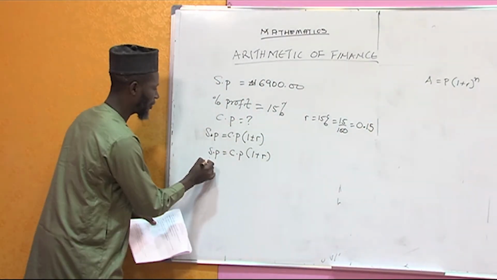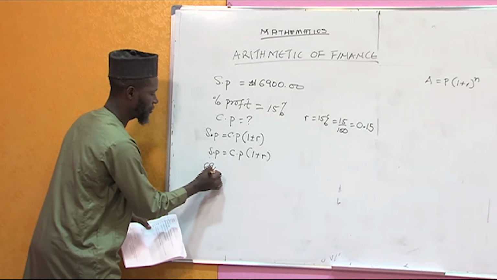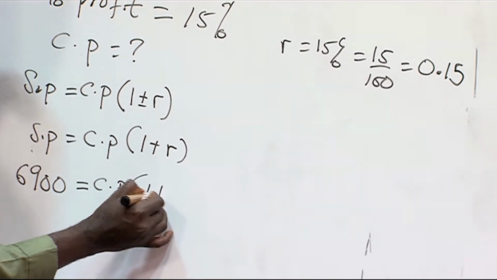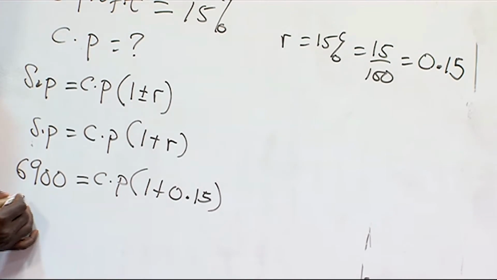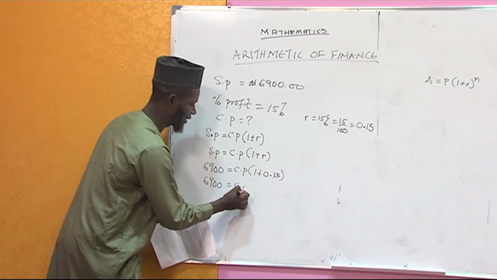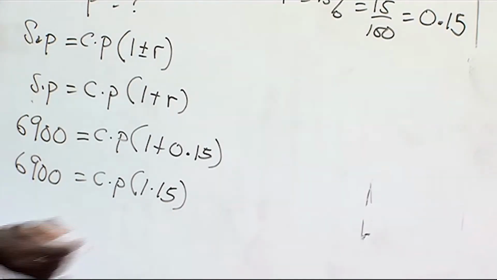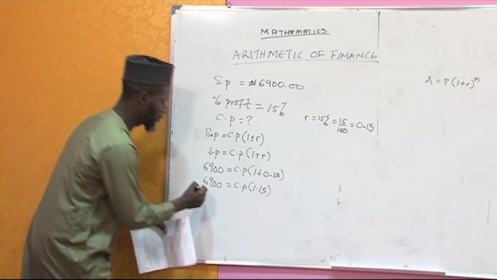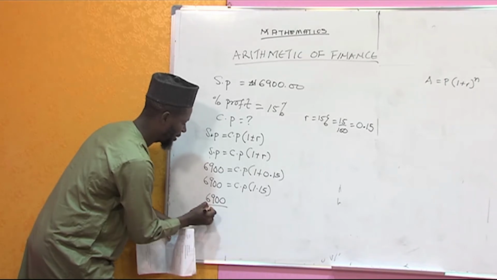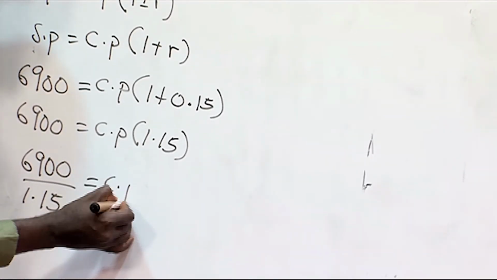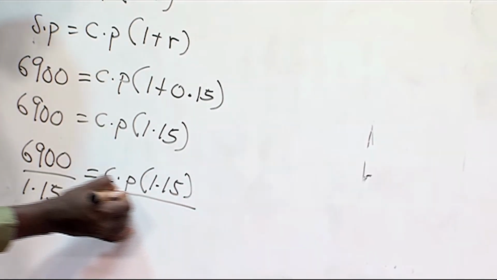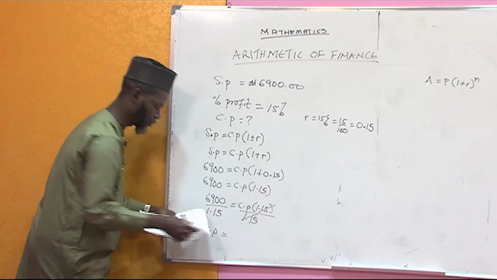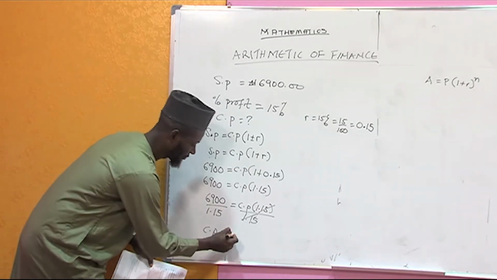That gives us 0.15. So our selling price that we are given, 6,900, is equal to the cost price that we are looking for into bracket 1 plus 0.15. 6,900 is equal to cost price into bracket 1.15. Now we are looking for the cost price, so we have to divide both sides by 1.15. So it should now be 6,900 divided by 1.15 is equal to cost price into bracket 1.15 divided by 1.15. So this one cancels this one. Our cost price is now equal to 6,000.